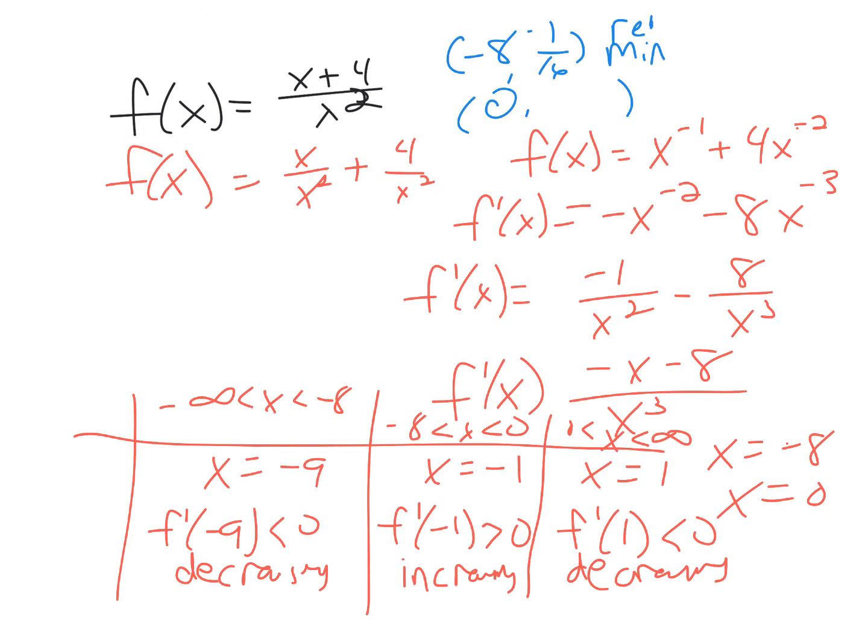Okay, and about that 0 point. As for 0, 0 is not in our domain. It's not in the domain of the original, so therefore it is not going to be a min or max. Okay, that's it. We're done.